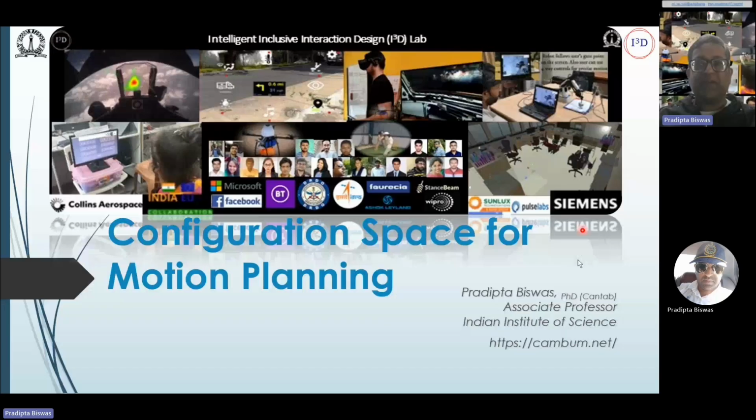Today we will discuss configuration space for motion planning. This concept of configuration space is very well studied in the domain of mathematics as well as physics, and we'll use some concepts of topology as well. But in this introductory lecture, we will try to mostly keep it a bit maths free. That means we will mainly look at various definitions and examples.